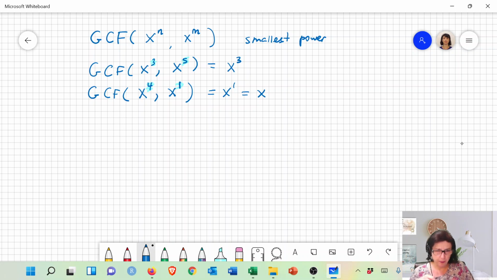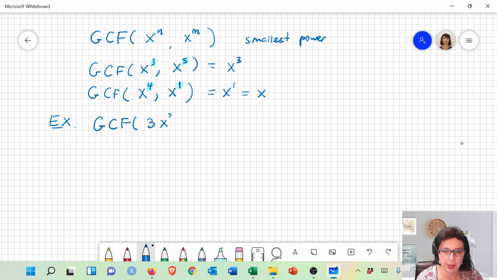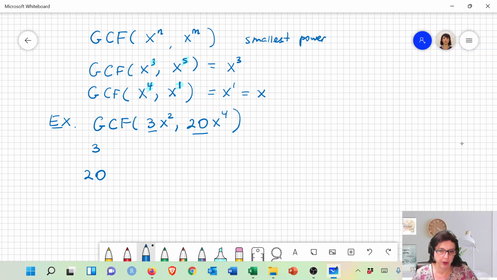Now, if you have combinations of numbers and variables, you do them separately. You do the numbers separately and the variables separately, and then you multiply them together. I'm going to consider a couple of examples. Let's say we want to find the GCF of 3x squared and 20x to the 4th. First we're going to start with numbers, 3 and 20. We're going to put 3 and 20 over here, and then we're going to list, as you remember, all possible factors of each. Always start with 1, and 3 does not have anything else other than 1 and 3.